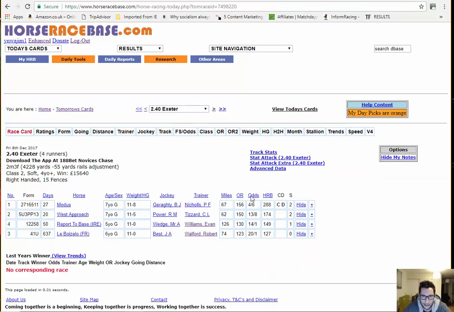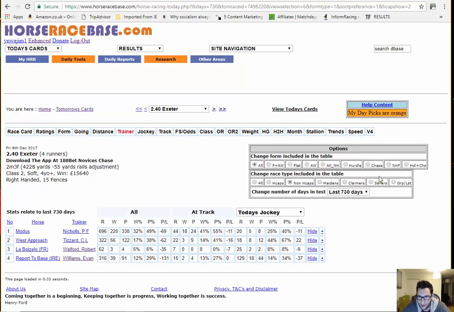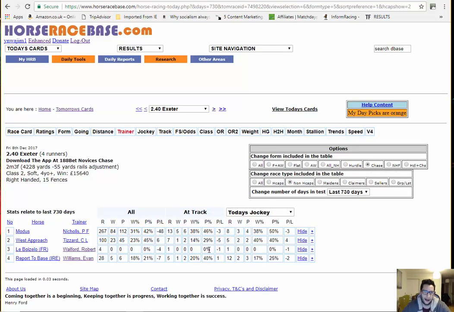The 2:40, a novices chase. No surprise that Modus is 4 to 6 on, West Approach 13 to 8. You'd be surprised if either of the other 2 was good enough. And I'm not sure those are prices I would want to be diving in at, even if I was at the track. Probably time to go to the bar. What have we got here? Nichols, non-handicaps. You can see the record there. And Tizard. So that's that.